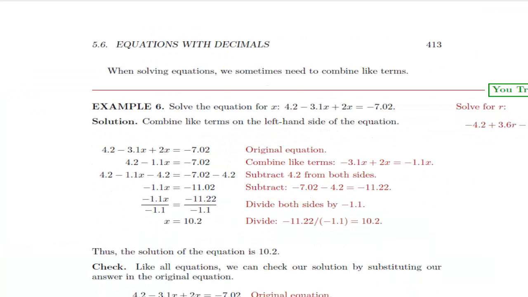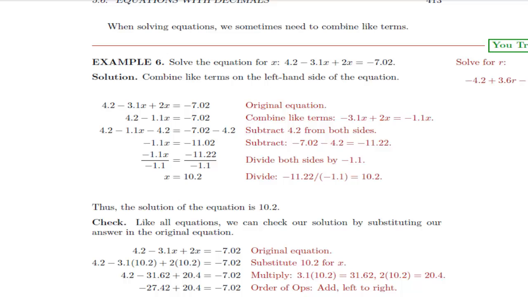When solving equations, we sometimes need to combine like terms. Example 6. Solve the equation for x. 4.2 minus 3.1x plus 2x equals negative 7.02. Solution: combine like terms on the left-hand side of the equation. Negative 3.1x plus 2x is negative 1.1x on the left. Now we'll solve the equation.